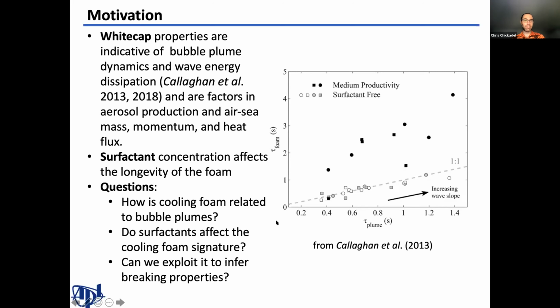So our questions are, one, how is this cooling foam related to the bubble plumes that are produced in breaking waves? Like visible foam, do surfactants affect this cooling foam signature? And what we really want to do is be able to utilize this fairly straightforward and convenient imaging mechanism to exploit and infer breaking wave properties.